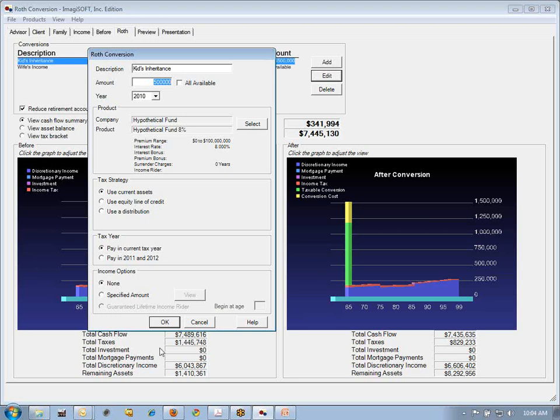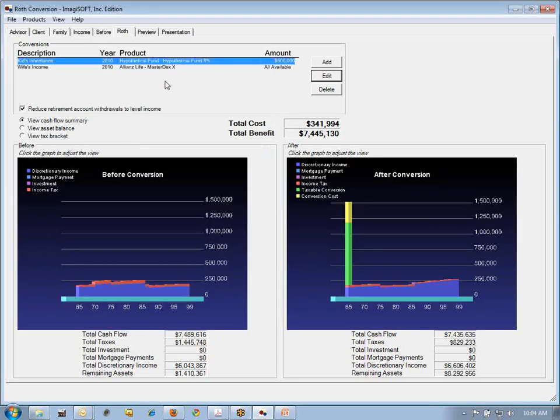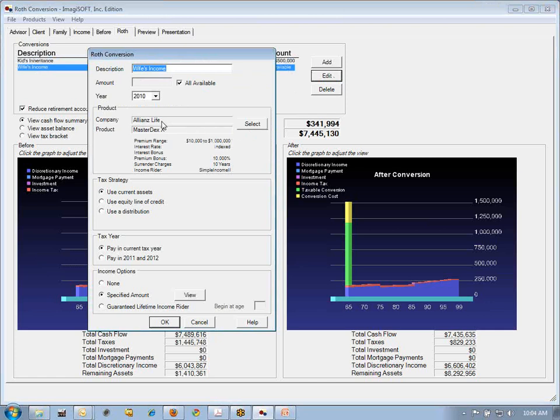Okay, they said that makes sense. We've separated that out. This account is for the kids. So they agreed with that. Now the second one, we've chosen a large, very large insurance company, the largest of its kind. I've called this one Wife's Income.